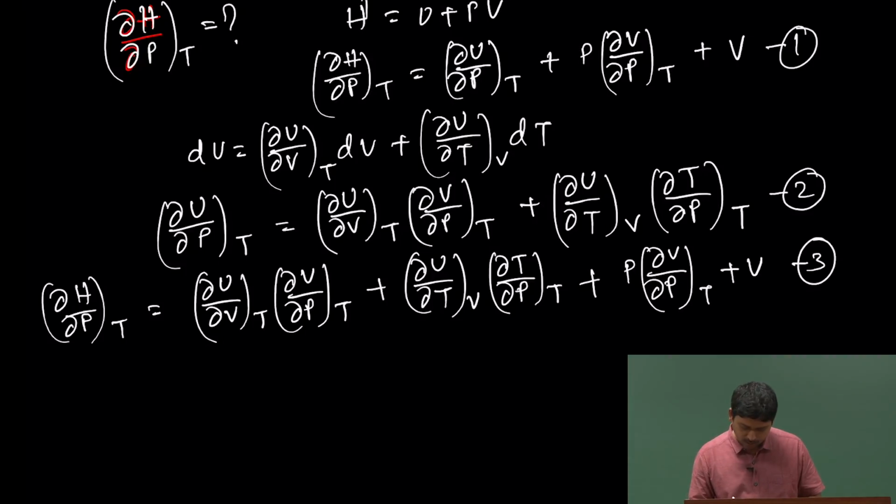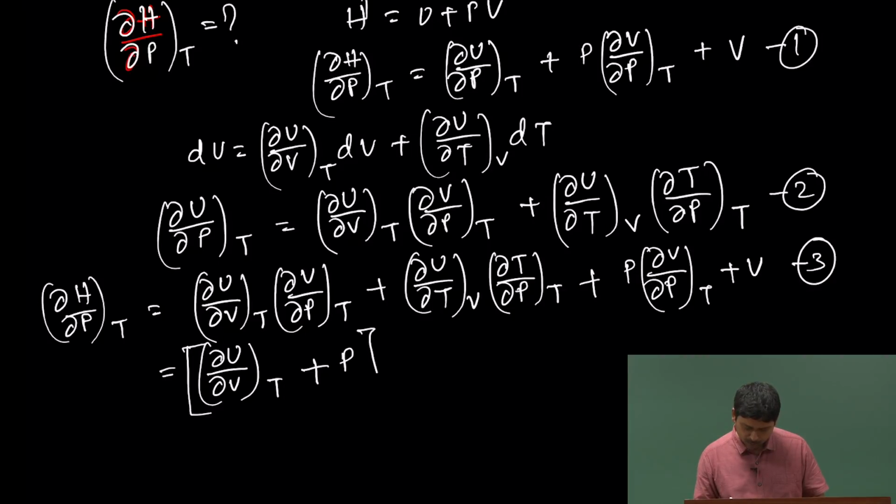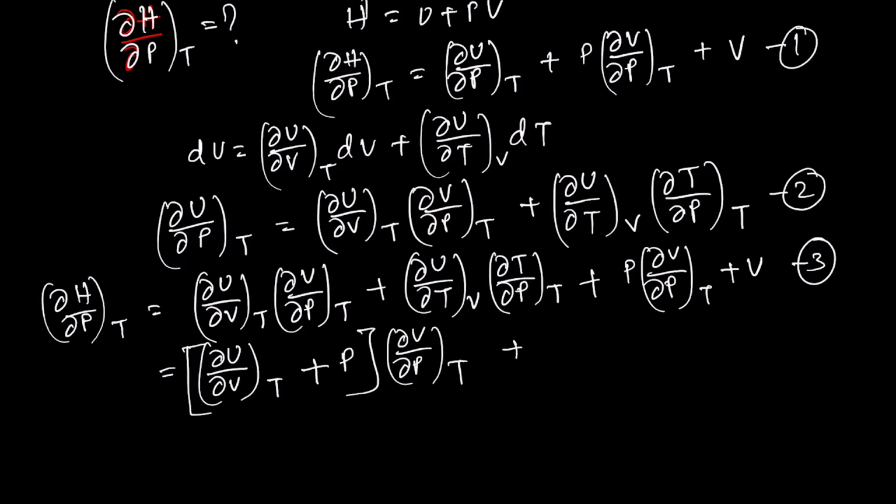Can I take anything common? del V by del P I can take common. So, del U by del V at constant T and del V by del P I can take common, plus P, plus C_V. Is it going in the right direction? Let me see whether we are doing it rightly or not. So, U plus PV, so del U by del P at constant T plus P del V by del P at constant T plus V, this is correct.